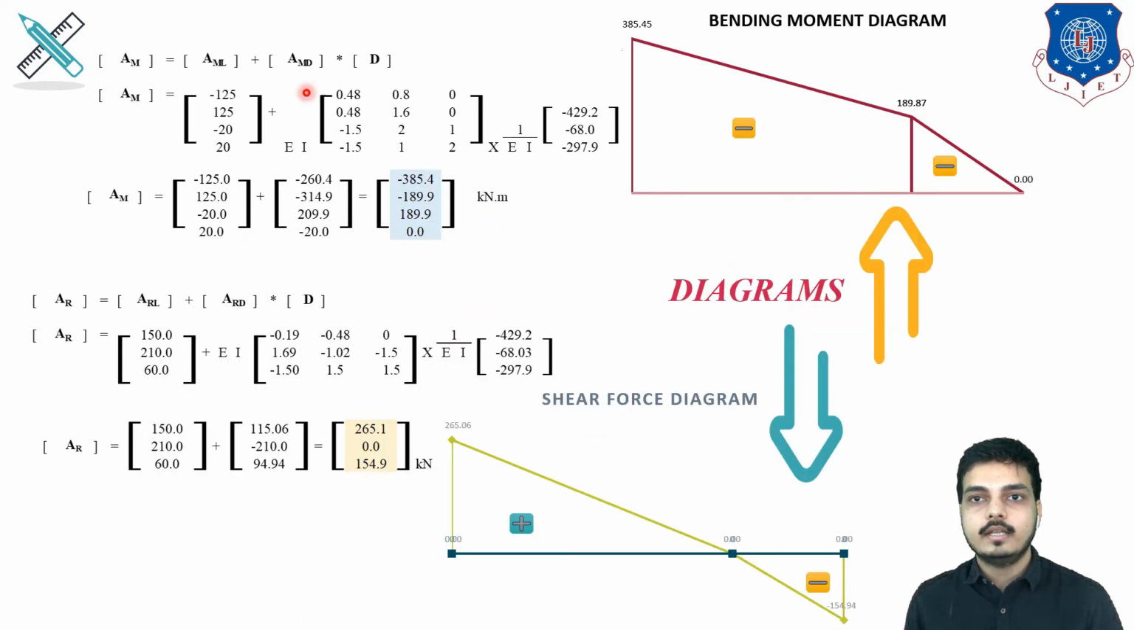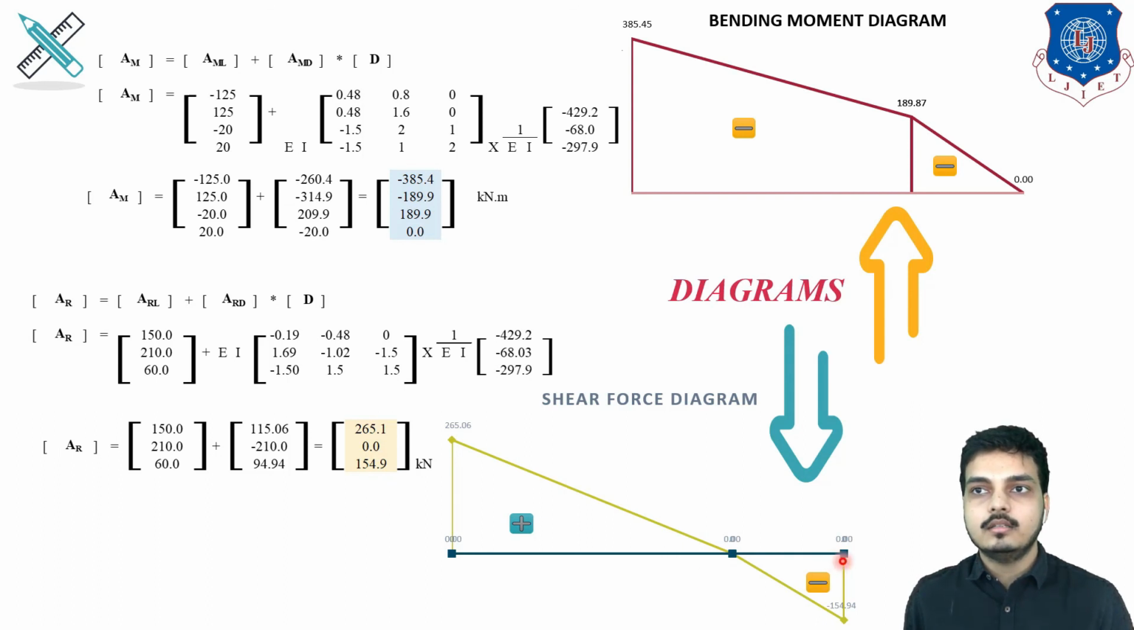Now, after getting AM and AR, we have to draw the shear force and bending moment diagram. Now look, here minus 385.4 upward, minus 189 upward, and it will be the same, and then 0, connecting it. Reaction plus 265.1, then at the hinge there will be no resistance of moment, so 0, and then 154.